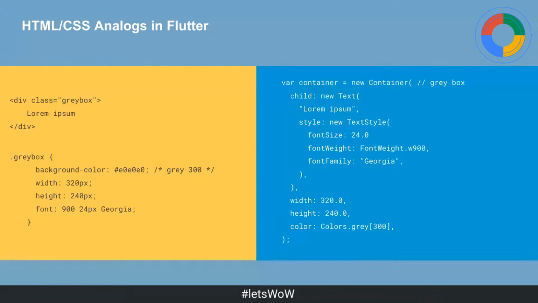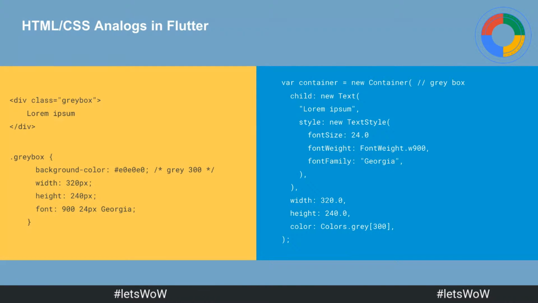Correct? It would be a box with a width of 320 pixels and a height of 240 pixels, and the background color would be somewhere around gray. The font weight would be 900, the size would be 24 pixels, and the family would be Georgia. So it's a shorthand for mentioning all the font properties. So that's how it would be looking.